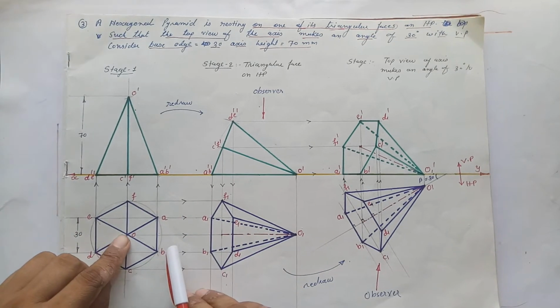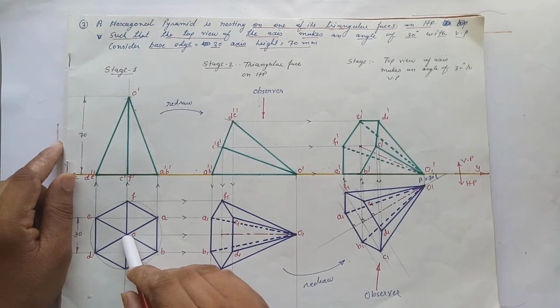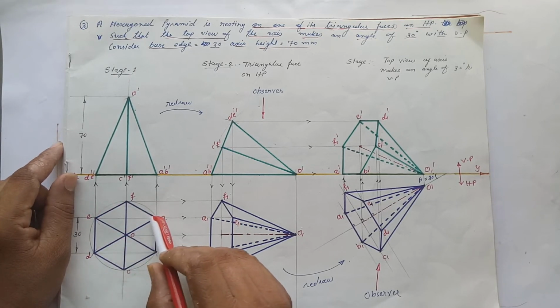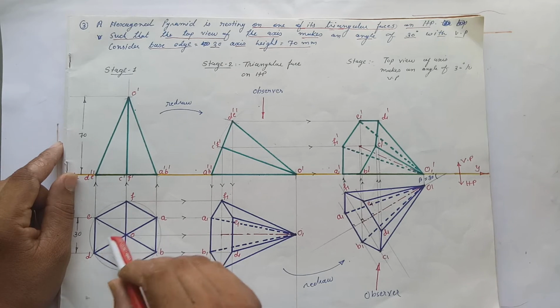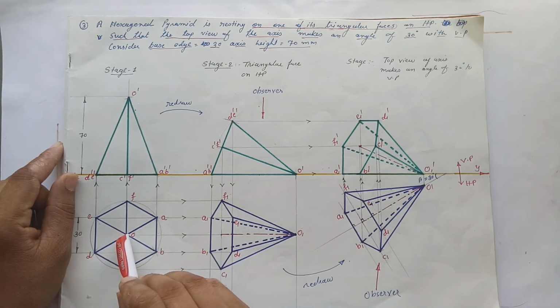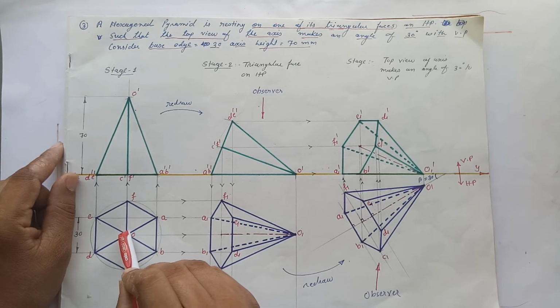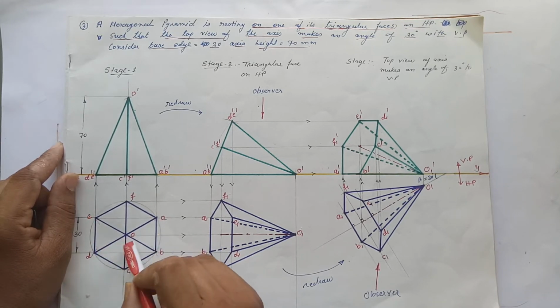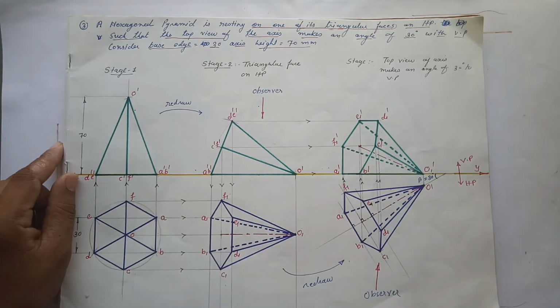Then after we have to show the center. To show the center we have to join the diagonals of the hexagon. So the intersection of two diagonals will give us the center. After finding the center, that is the top view of the apex point, join the base corners, that is OA, OB, OC, OD, OE and OF. It will be the plan of the hexagonal pyramid in the first stage.